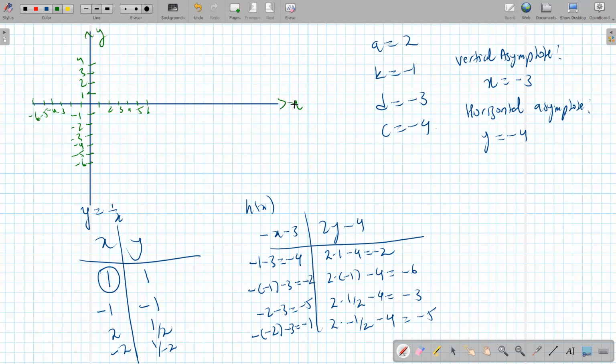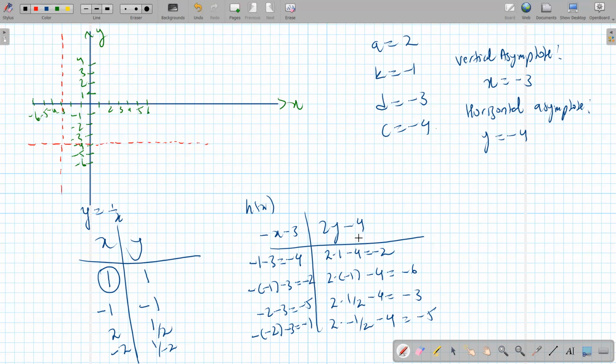Y, X. And now we're going to first establish our asymptotes. There's one at X equals -3, so there's one at this line. And there's another one at -4, so here. Those are going to be our 2 asymptotes. Cool? Yeah.